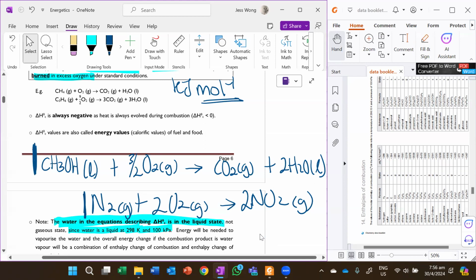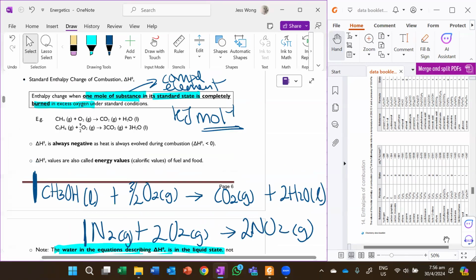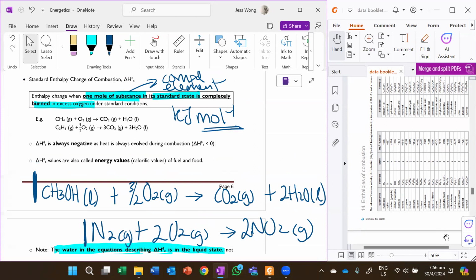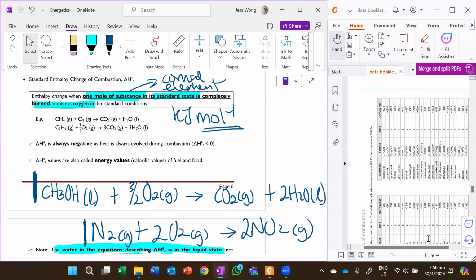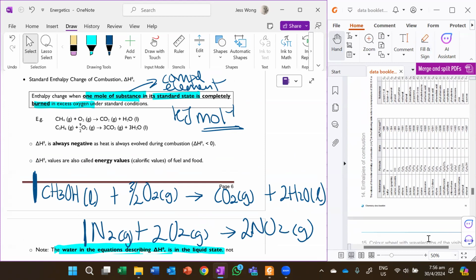Okay, now delta HC is always negative. Unlike your delta HF earlier, if you go back to the table, you can see delta HF can be positive, can be negative, depending on the stability. Delta HC is always exothermic. Okay, enthalpy change of combustion is always exothermic.